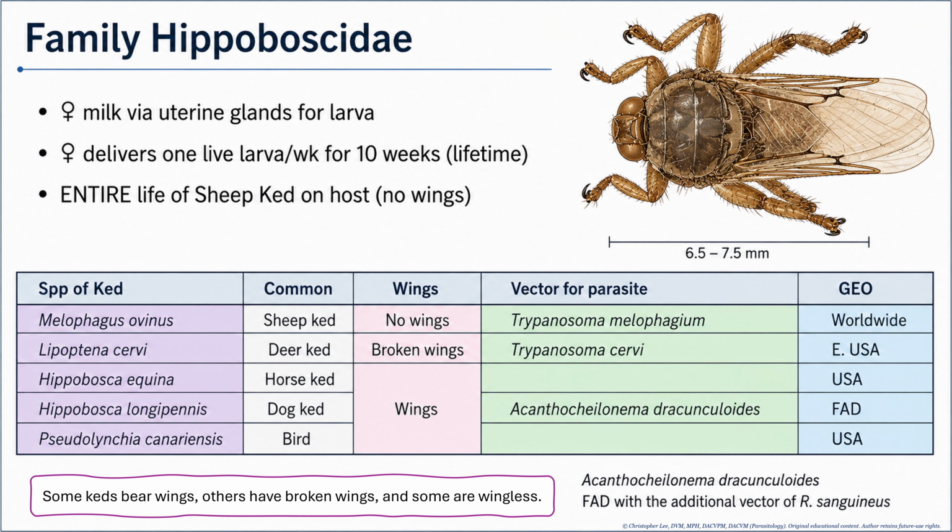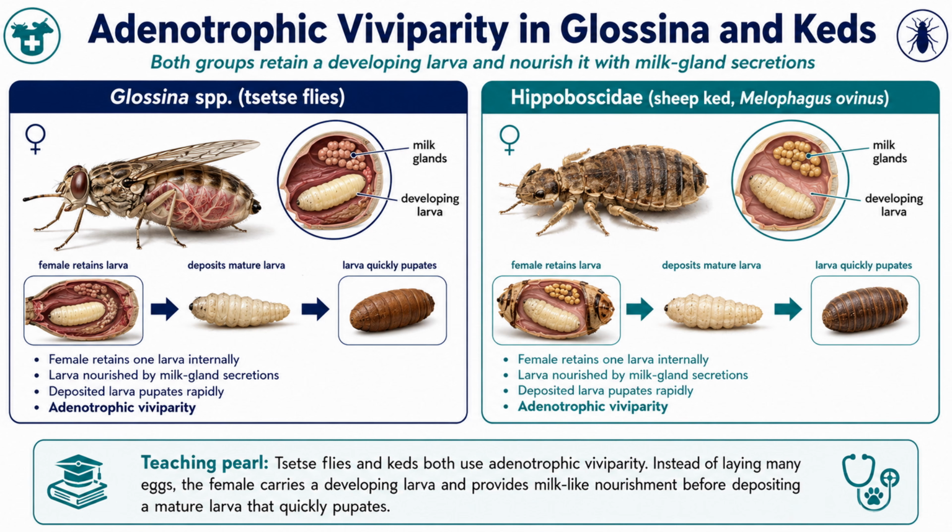And one more thing makes this family especially memorable. The reproduction is wonderfully strange. The reproduction of keds is one of the most memorable features of this group. Like Glossina, the tsetse flies, Hippoboscids use adenotrophic vivipary. Let's define that term. Adeno means gland, trophic means nourishment or feeding, and vivipary means bearing.